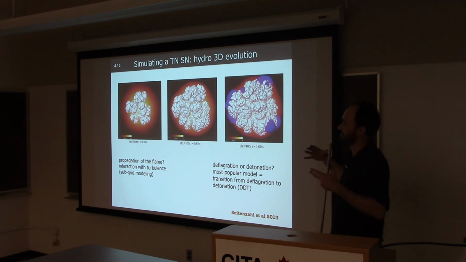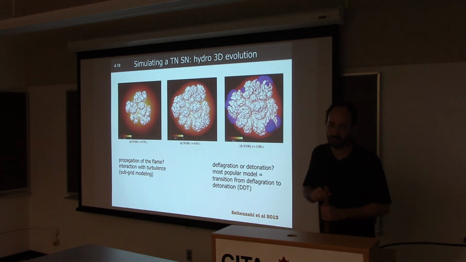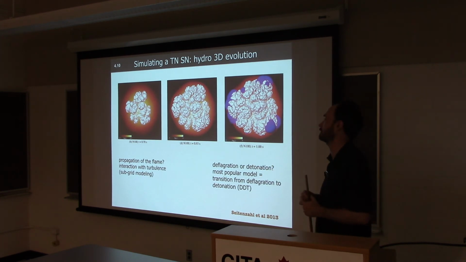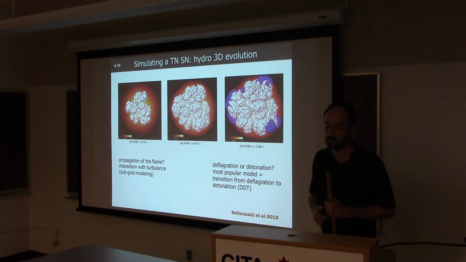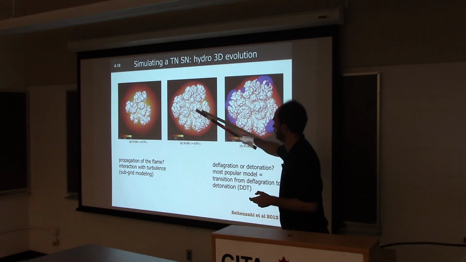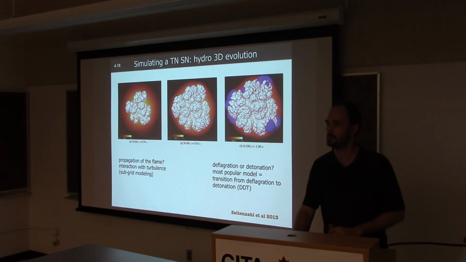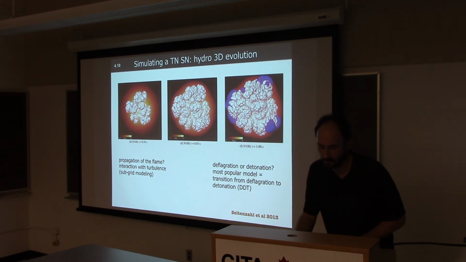And then there's the explosion itself, there's a flame propagating inside. And the question is, is it propagating subsonically, then it's a deflagration, or supersonically, it's a detonation. One of the most popular models is actually a transition from deflagration to detonation, what they call the delayed detonation, or DDT. That's maybe the most standard model, and that's what I'm using. But this is just hydro.